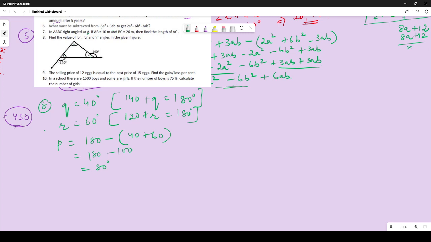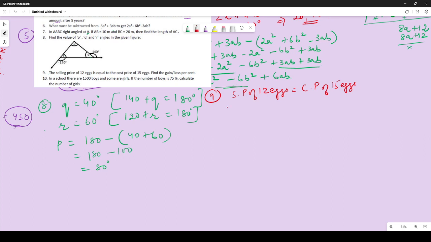Now let us come to question number 9. Many of you are confused or scared of this type of questions, but let me tell you, this type of questions are one of the easiest to solve. Now here we have SP of 12x is equal to CP of 15x. Find the gain or the loss percent.